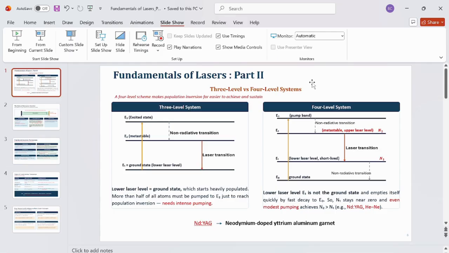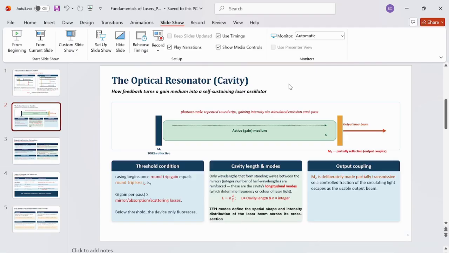And we have also seen that at least 3 energy levels are required to create the condition of population inversion. We have also seen that a 4 level energy system makes it relatively easier to maintain the population inversion as compared to the 3 level energy system. We have also seen what the components in this optical resonator cavity are. So in the third lecture I will discuss the comparison between the pulsed laser and continuous wave laser.